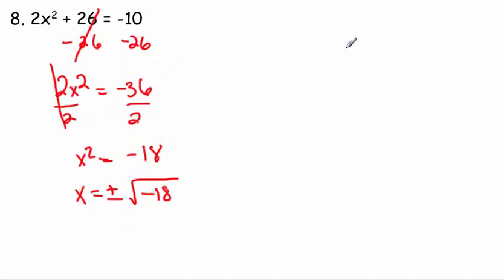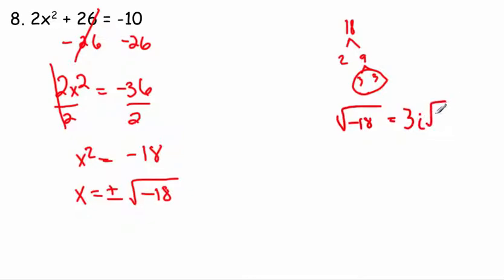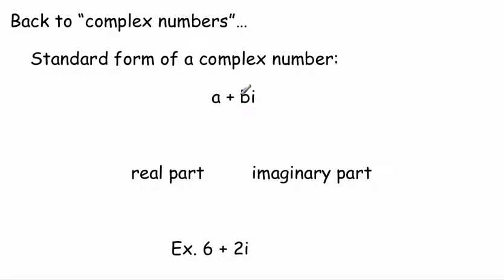Now over here, let's work on negative 18. The negative is going to get us an i, so we know that much. So let's break down 18. That's 2 times 9, and that's 3 times 3. So I have a pair of 3's here. So the square root of negative 18 is going to equal 3i square root of 2. x is going to equal plus minus 3i square root of 2. So that's how we can use i when we're solving quadratics.